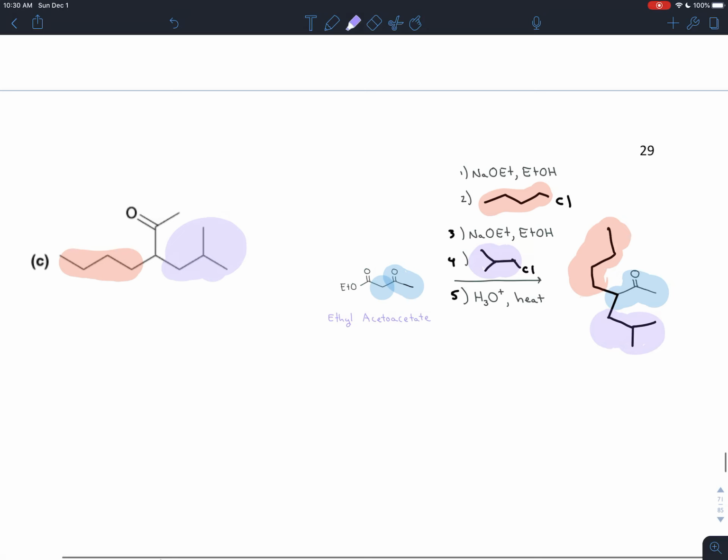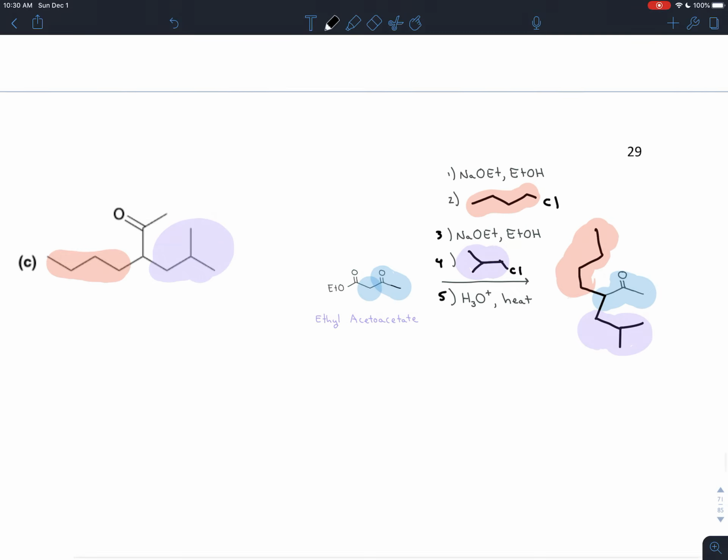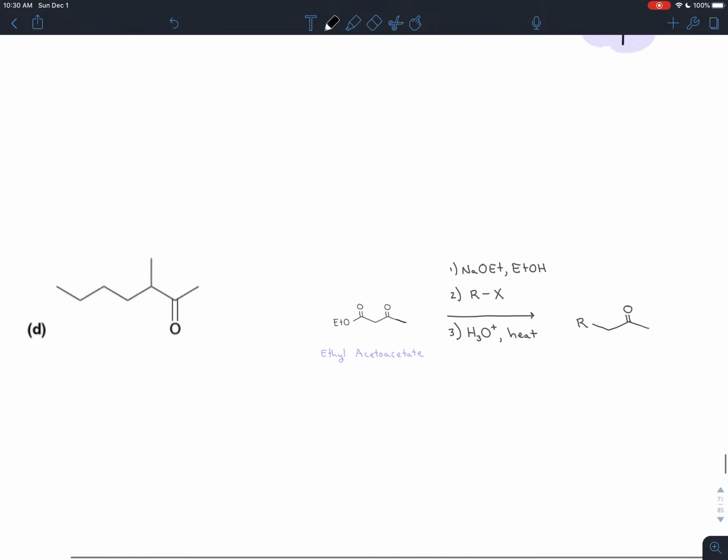So anytime you see a methyl ketone, a ketone with a methyl group on one side, you should think, I could make that using the acetoacetic ester synthesis. All right, let's try that same procedure for D.